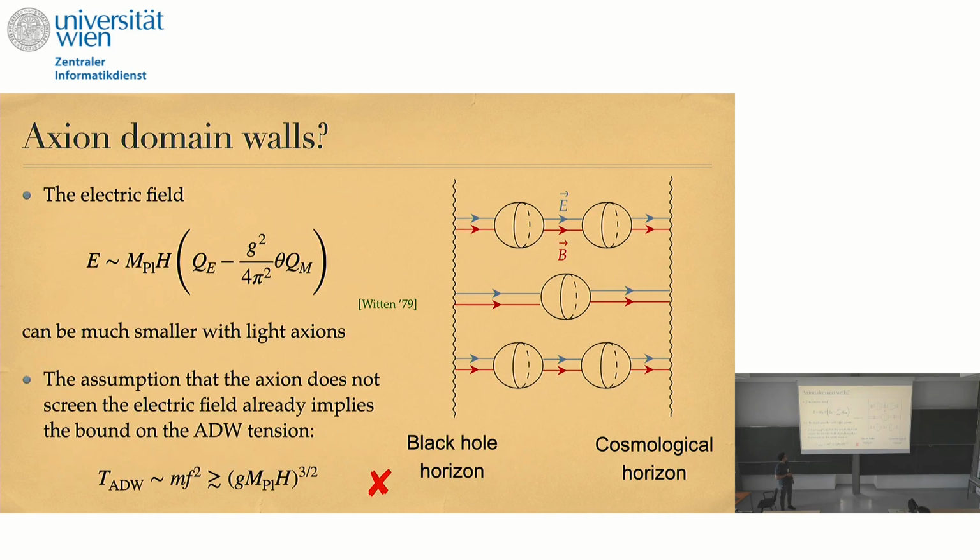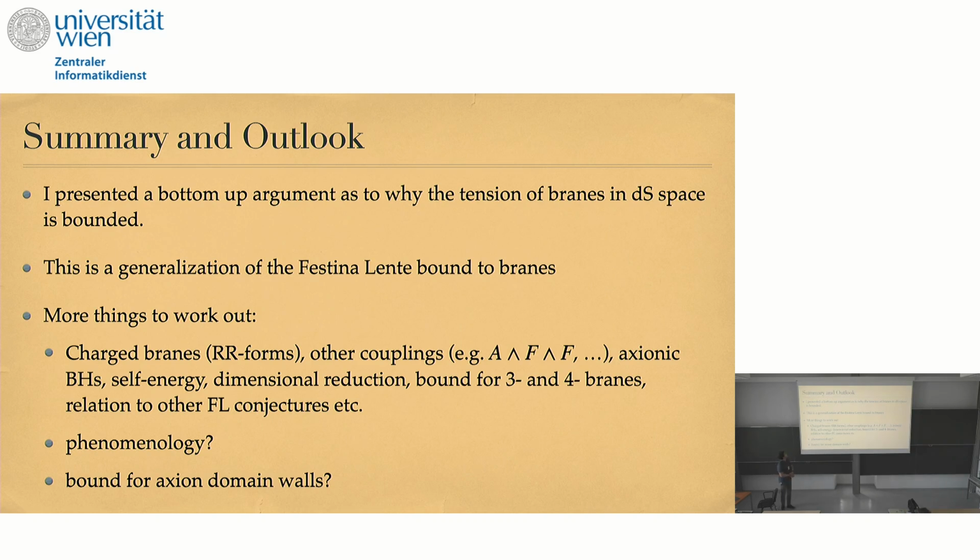Okay, and that's all I have to say because I'm out of time. So let me summarize. I presented a bottom-up argument as to why the tension of branes in de Sitter has to be bounded, and this is just a generalization of the Festina Lente logic. But there's still a lot more to work out. Branes in string theory, for example, have other charges and other couplings, and one has to ask how these affect the story. Some of these will be discussed in our paper too, but I'm sure we won't cover everything.